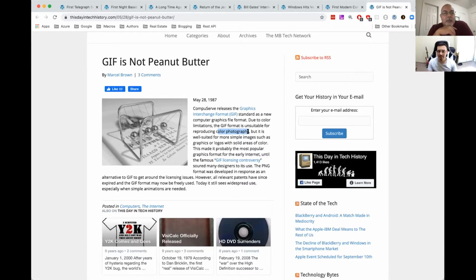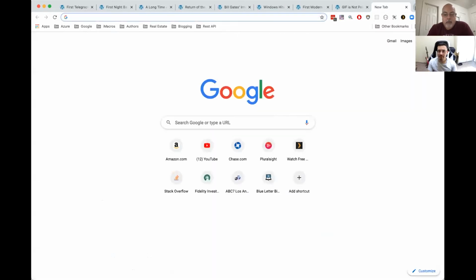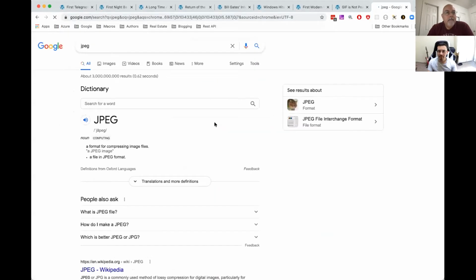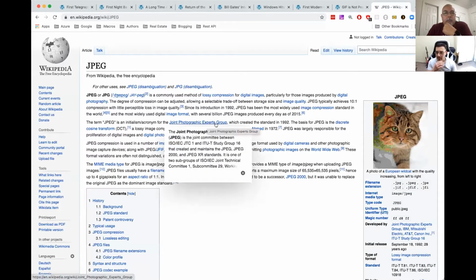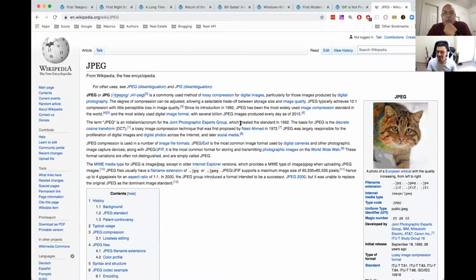JPEG, what does JPEG stand for? Let's see. What does JPEG stand for? Joint Photographic Experts Group. It's the second paragraph. Oh, it's a standard.